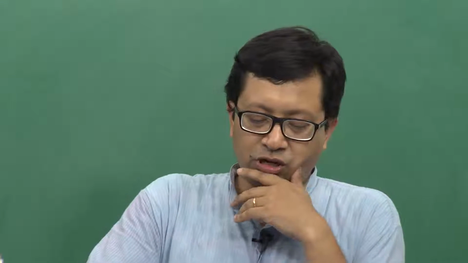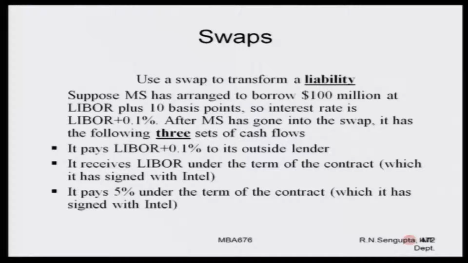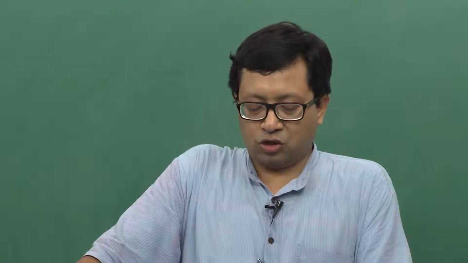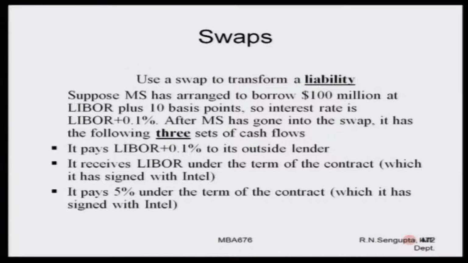Here we are using a swap to transform our liability. Suppose Microsoft has arranged to borrow, as we are discussing, 100 million at the LIBOR rate. LIBOR, again I am reiterating, is the London interbank offer rate. Similarly, you have the Mumbai interbank offer rate. So, LIBOR plus 10 basis points. The interest rate to be paid by Microsoft on the borrowed money is LIBOR plus 0.1%.